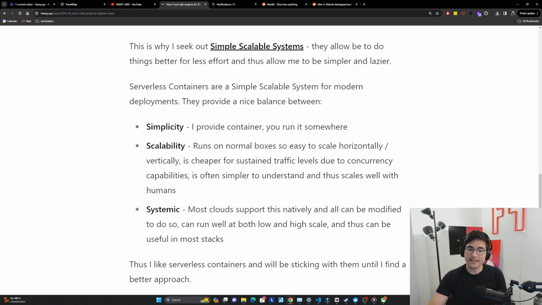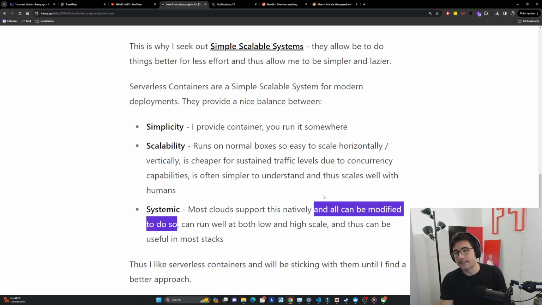And the last is that this is systemic. Most clouds support serverless containers natively. They basically all can do it: you give me a container and I'll run it. And even those that don't can usually be modified pretty simply to do so. As long as they give you the ability to run a server, you can just load up Docker on there. You can use all those other things that will do it for you. And then you just give it the container and run it.